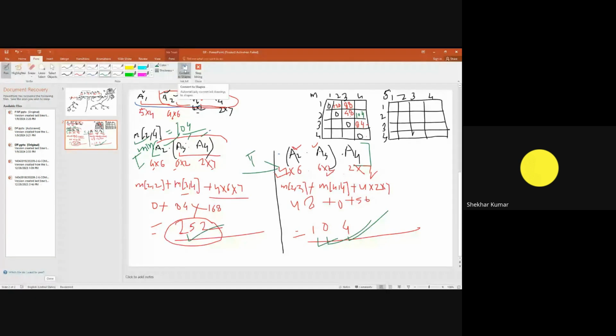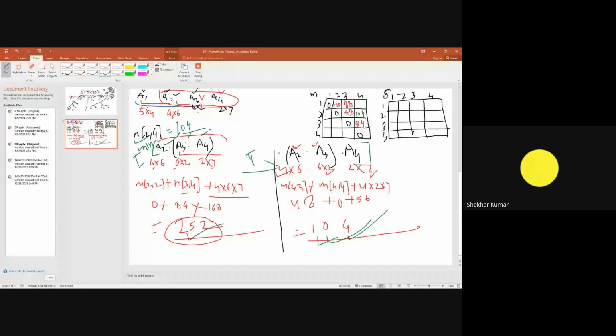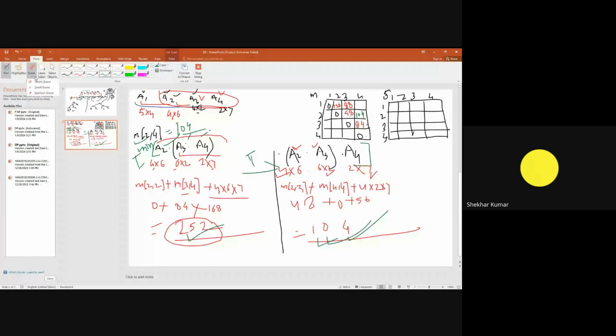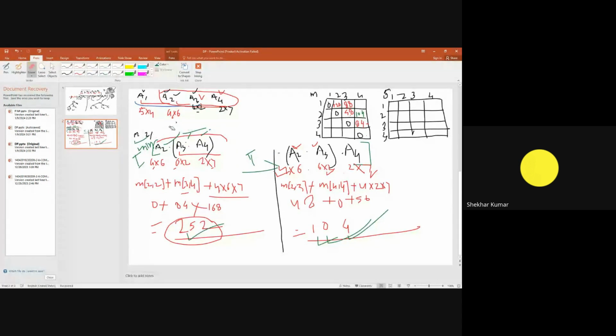Now, we have found that in the first step I calculated the single matrices. Then I took two matrix multiplications. Now I have covered three matrix multiplications. Now we will multiply all four matrices.